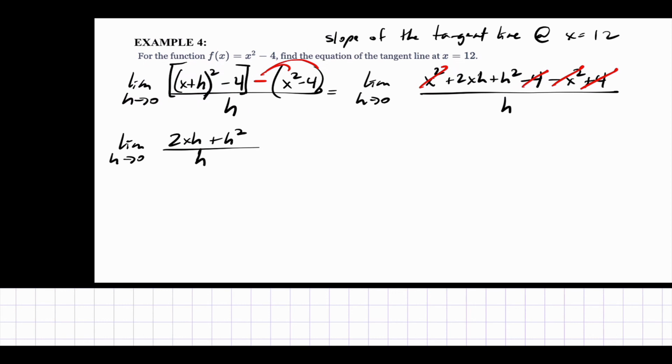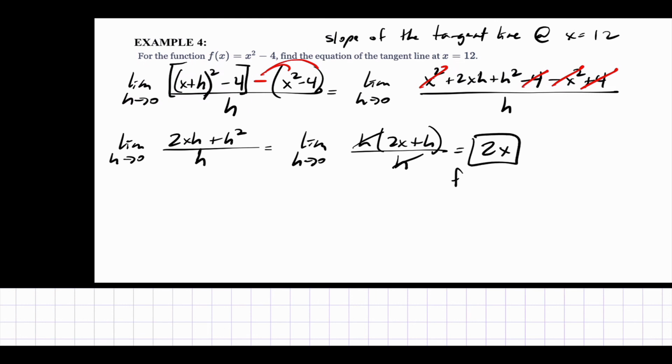All have h's. They all have h's. So factor out an h. H's cancel out. You plug in 0 for h, and you get 2x. You get f prime of x is 2x.